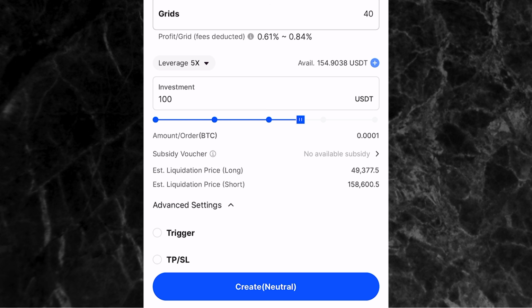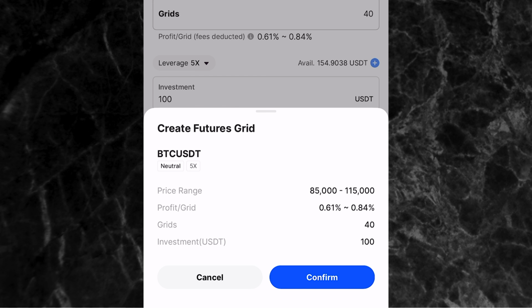But if you are doing this for yourself to make money, please always make sure you set your take profit and stop loss so that you don't lose too much money. So once you're okay with all of the details you've entered, just click on create at the bottom side of the screen, and then it will show you the summary of everything you've entered.